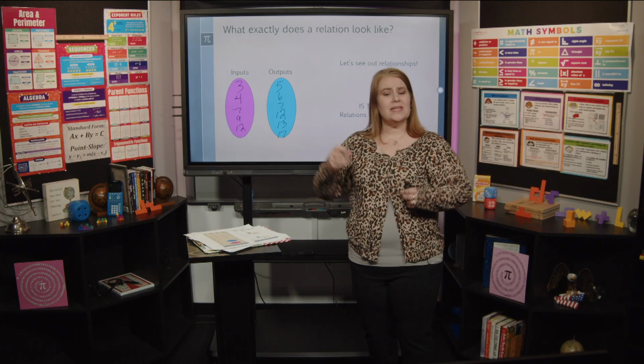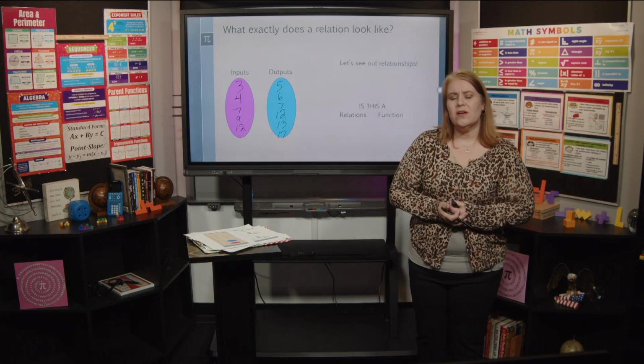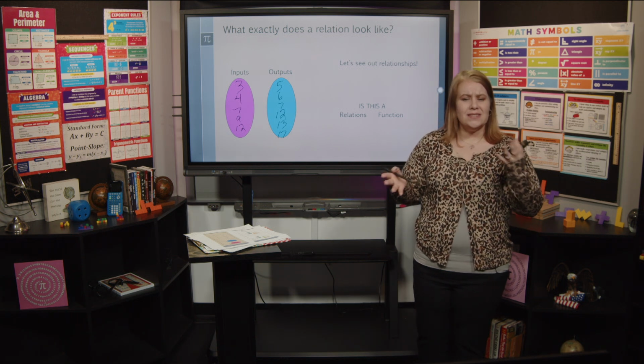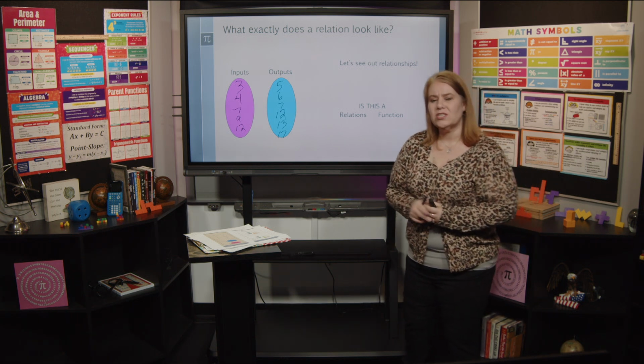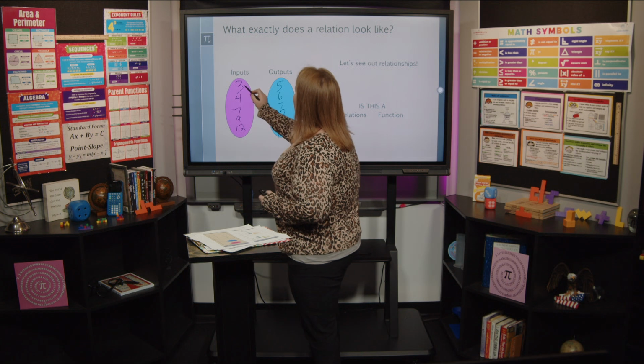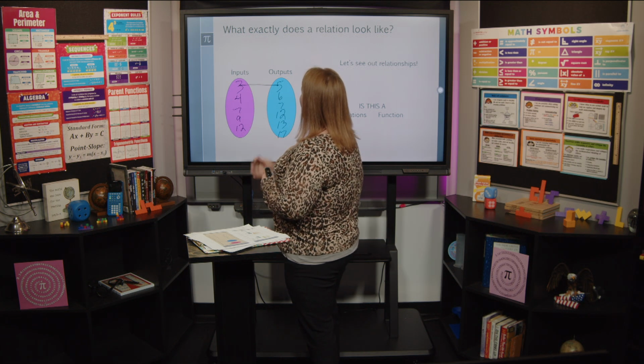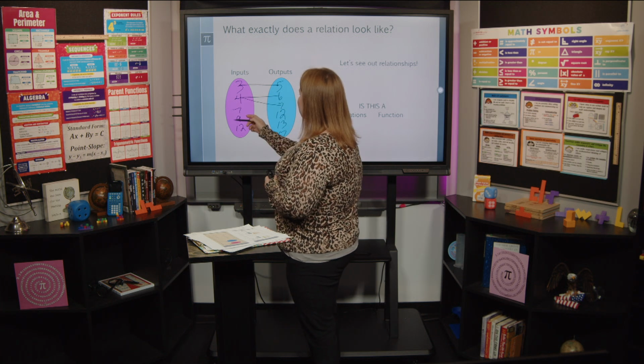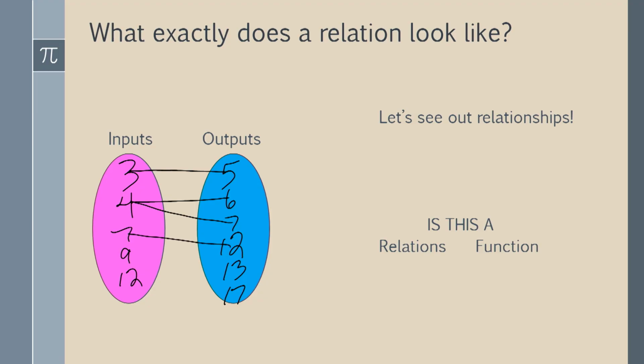Now these are inputs and outputs. And you're probably sitting there asking yourself, well, it just looks like y's and x's. I don't understand why it's not a function. Let me show you. I have 3, my output is 5. 4, my output is 6 and 7. 7, my output is 12. 9, my output is 13. 12, my output is 17.